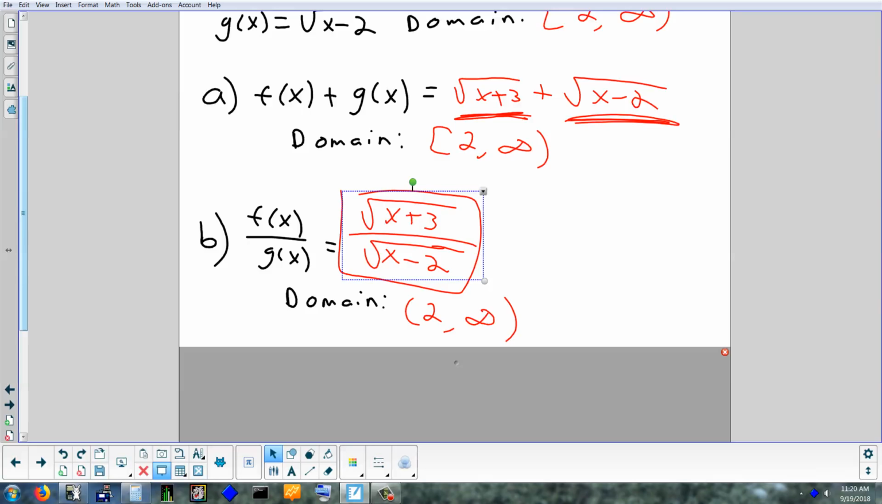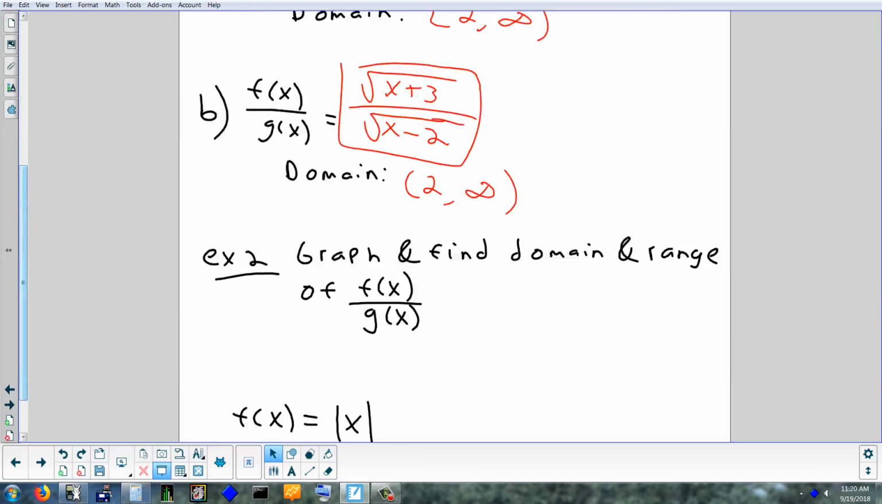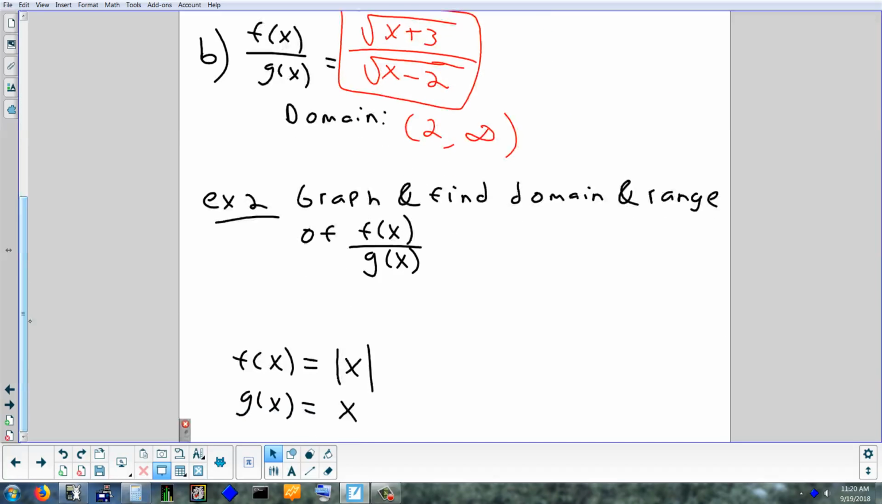So we know that we can't use 2 because look what happens. If you plug in 2, 2 minus 2 is 0. That's fine. Square root of 0 is 0. That's fine. But then the problem is you have to divide by 0. That's not fine. All right? So we can't divide by 0. So any question why we don't include 2 here and we did up above? Okay. All right, let's try this one.